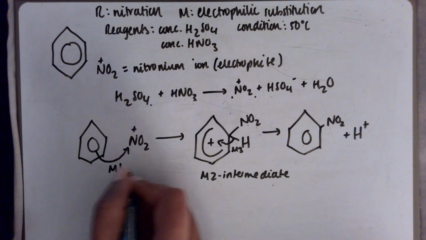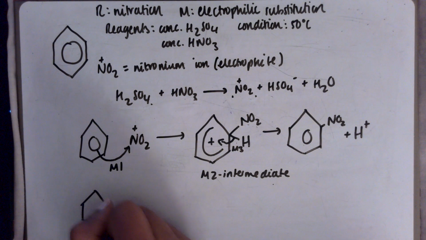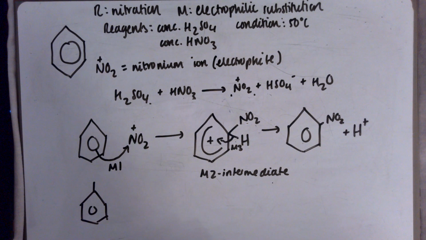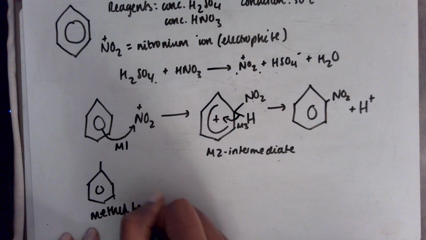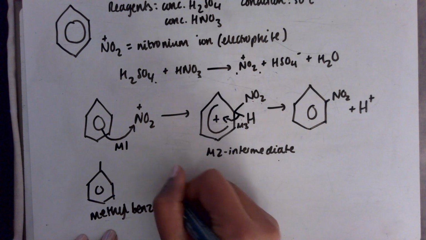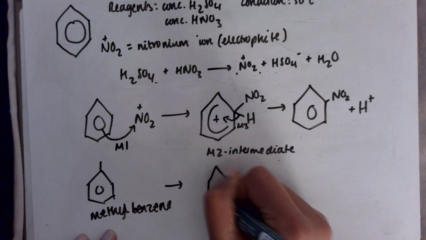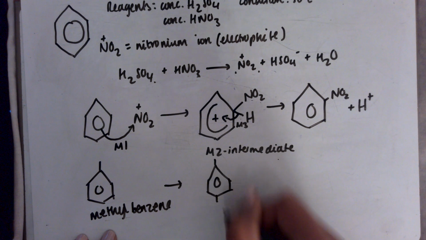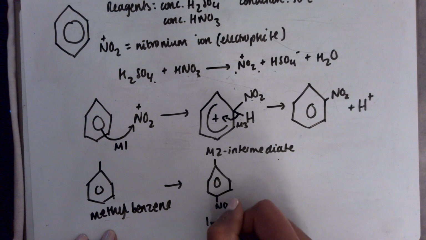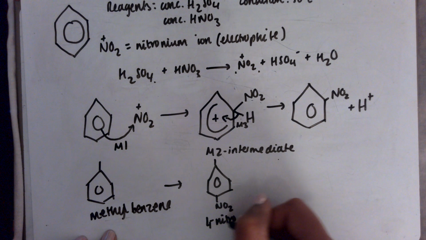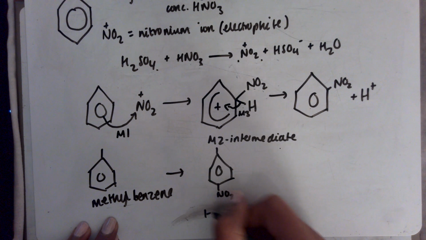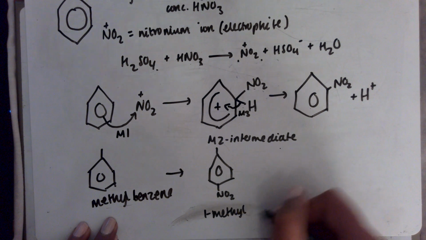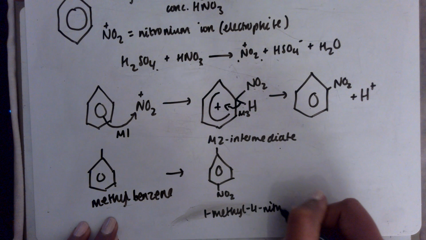Just be mindful, sometimes the question might give you something that looks like this. So it's got something like methyl benzene, and it will tell you that it wants you to form something like this. It might say it wants you to form 1-methyl-4-nitrobenzene.